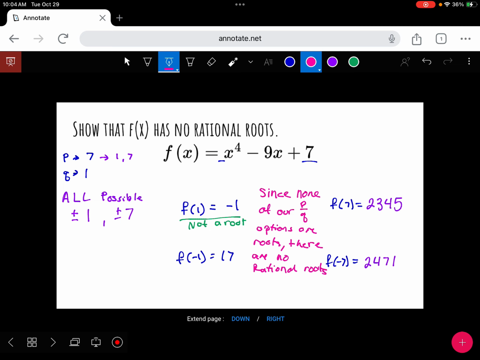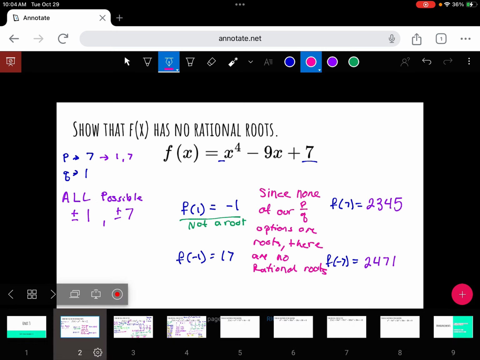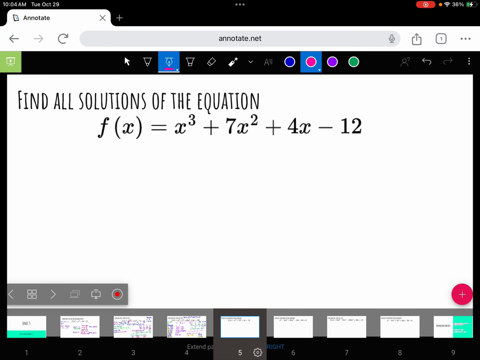Okay, so just share it. Our first one that we're going to do, I'm going to make sure I get to the right one because I had to reorder all my slides. Here is this one. We are asked to find all solutions of this equation.